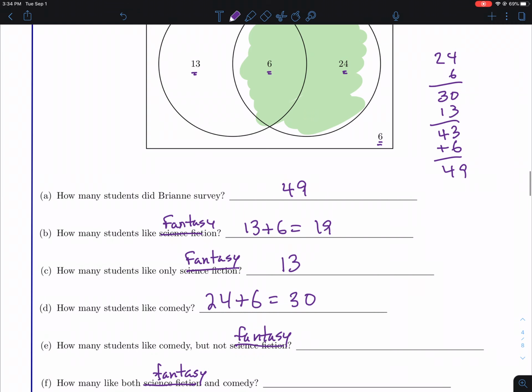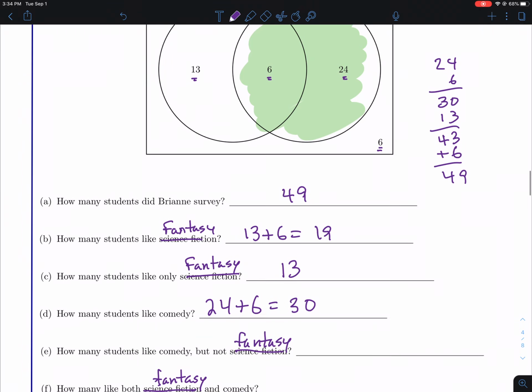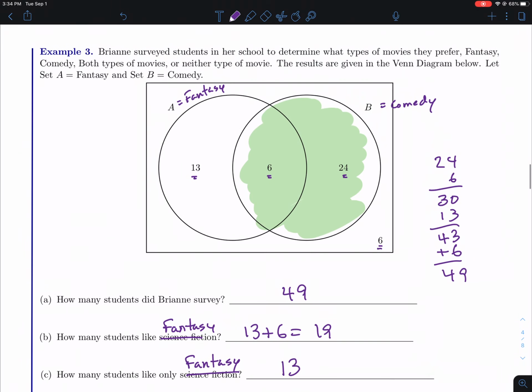And then finally, how many students like comedy but not fantasy? Again, that's the same way C was worded, how many students like only fantasy. Those mean the exact same thing. They're just worded slightly different. So in this case, we want to eliminate the ones that also like fantasy. We're looking at just these guys over here. So it's just going to be the 24 in that case.